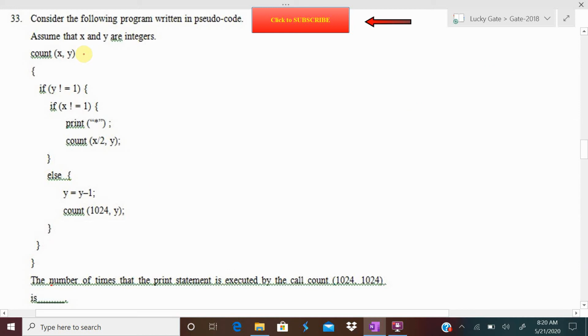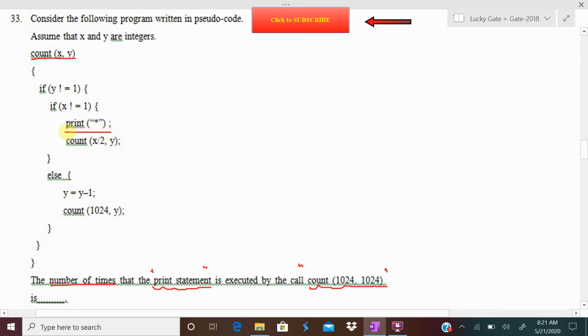Hello students, it is a question in GATE 2018 from the subject programming for 2 marks. Here there is a function count which is taking two arguments x and y and some logic is mentioned. And the question is the number of times the print statement is executed by the call count of 1024, 1024.